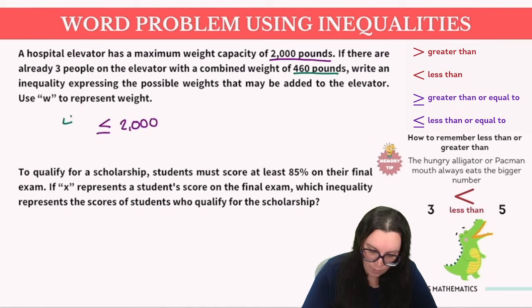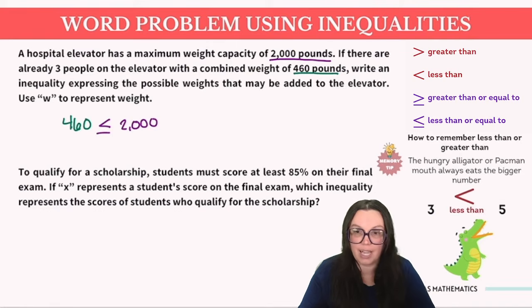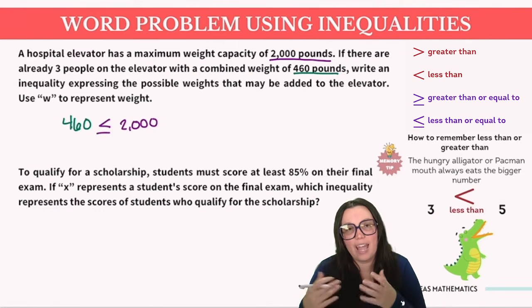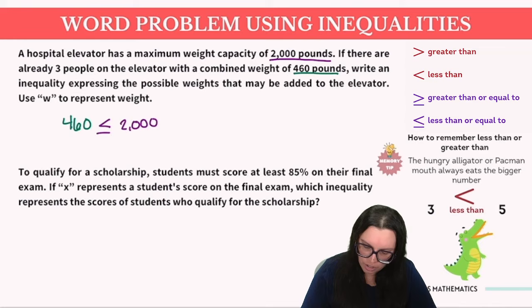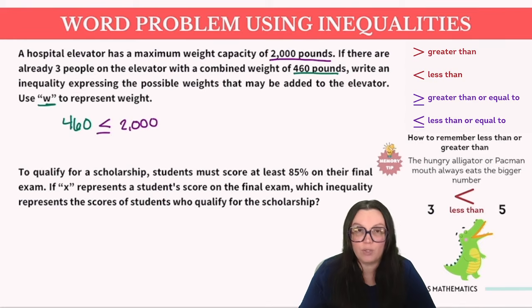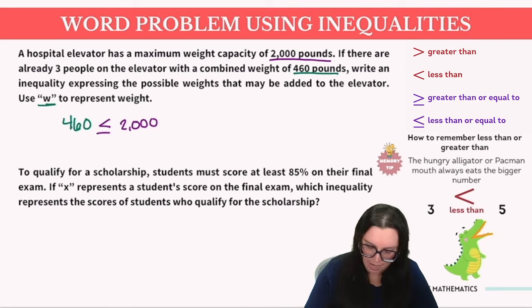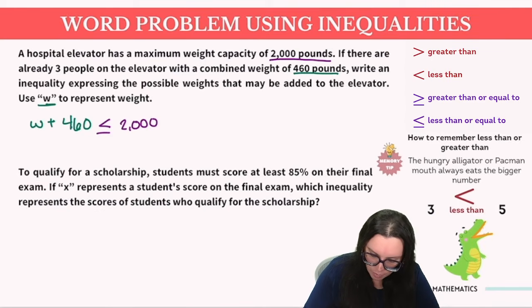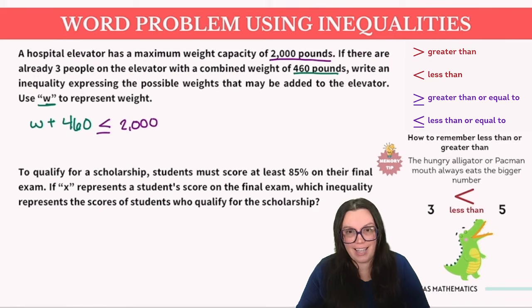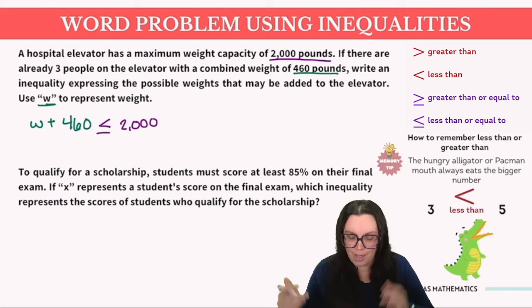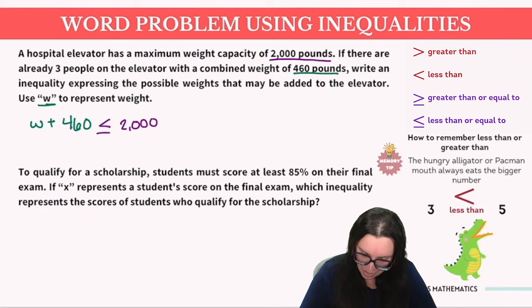So I'm going to add 460 over here to the left side of the equation. And then of course, we have to incorporate W, because W is going to denote what that weight is going to represent for that additional weight to not exceed that 2,000 pounds. So that's going to be W plus 460 is less than or equal to 2,000 pounds. Now we just have to solve our equation. So we're going to minus 460 from both sides in order to isolate W.